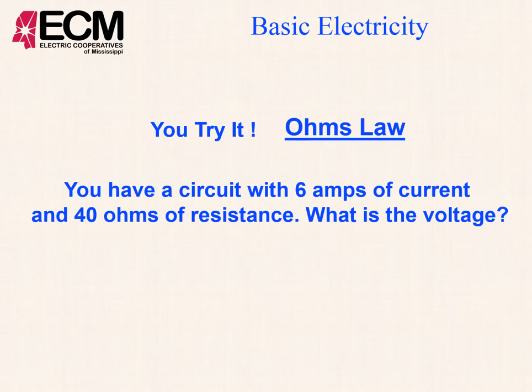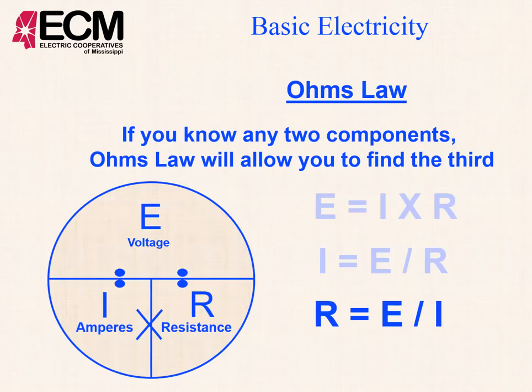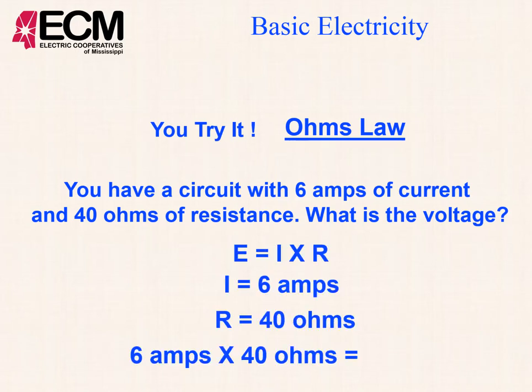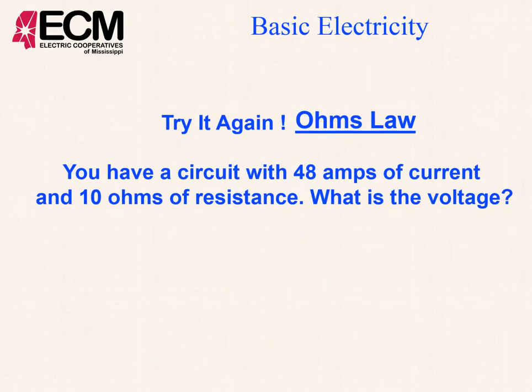All right, so you try it out. You have a circuit with 6 amps of current and 40 ohms of resistance. What is the voltage? We'll go back a slide and look at that. Basically, we'll take the current and multiply it by the resistance. That's what we have, current and resistance. So what's the voltage? The voltage should be 240 volts. It's pretty simple. Simple math, simple formula.